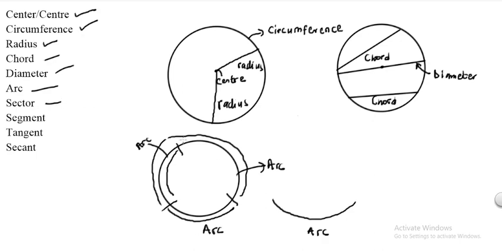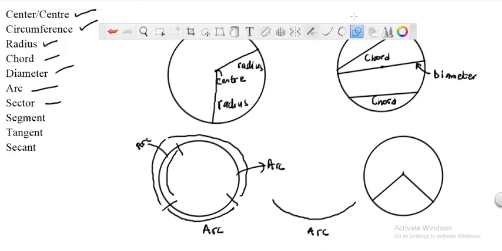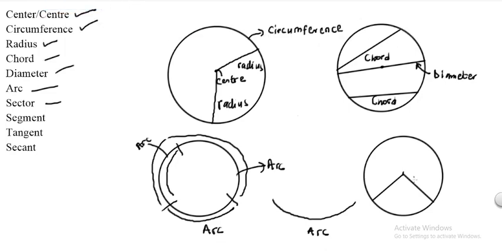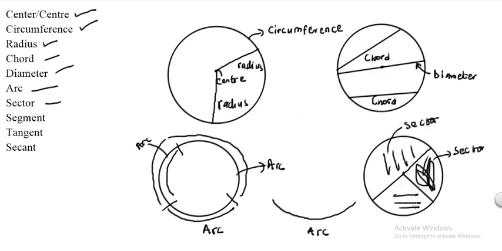Let me draw another circle so that I can illustrate the remaining ones to you. A sector is simply created when you have a radius and another radius, and you have an arc that bounds them. So what this means is that a sector is kind of like dividing a circle from the center of the circle. See, I divide this circle from here. This area here is a sector. This area here is a sector. This area here is a sector. Whenever you have a portion of the circle bounded by 2 radii and an arc, you call that portion a sector. So this is a sector. This is a sector. This is a sector.